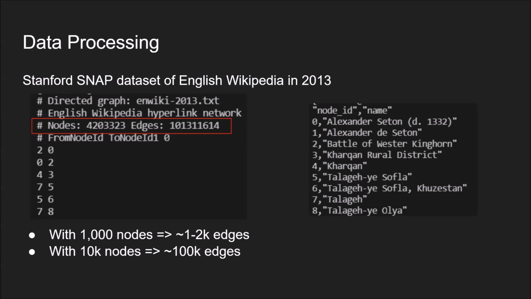So to remove the edges, we scanned through the Stanford SNAP dataset, and we had a lower and upper bound for our node ID. And if we met an edge with either node outside of that lower and upper bound, we wouldn't include it in our trimmed dataset. So with our processing, when we reduced the number of nodes to 1,000, we had approximately 1 to 2,000 edges. And when reducing the dataset to 10,000 nodes, we had approximately 100,000 edges.